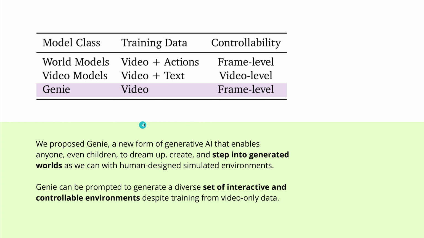Okay, so Google says, hey, we propose GENIE, a new form of generative AI that enables anyone, even children. You know, children can draw an image, and then GENIE would be able to, from this single drawing of a child, produce a video game in the exact same environment, and step up into generated synthetic worlds, as we can with human-designed simulated environments. So GENIE can be prompted to generate a diverse set of interactive and controllable environments despite training from video-only data.